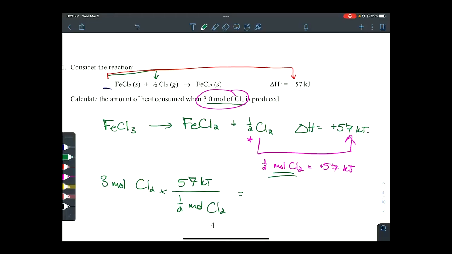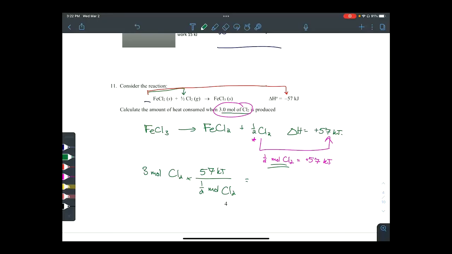And so the detail here is what is the sign of heat? It's positive because it's being consumed. We're doing the reverse reaction. If the question would have said, calculate the amount of heat given off when 3 moles of chlorine is consumed or reacts, then we would still be doing the forward reaction, and we would have a negative sign of delta H. But the value would still be the same. It's just the sign is different.